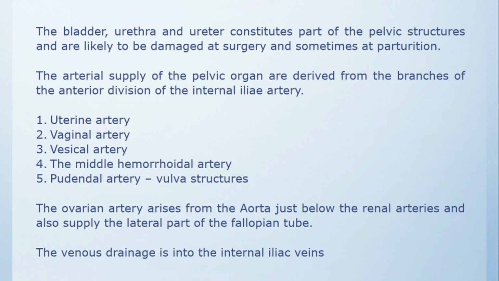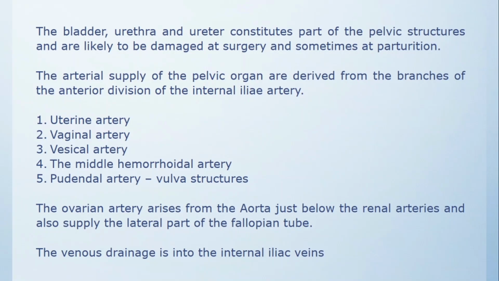The ovarian artery arises directly from the aorta, just below the renal arteries. This ovarian artery also supplies the lateral part of the fallopian tube. So the fallopian tube receives two arterial supplies, one from the uterine artery and the other from the branches of the aortic artery.